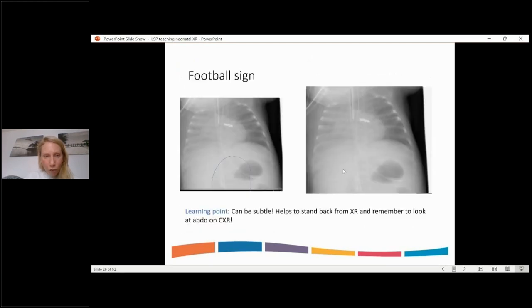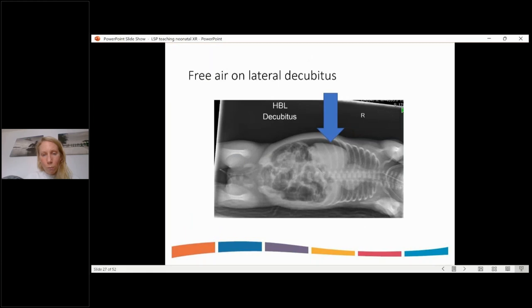So again, just to highlight for you, this is me trying to draw around the football, and this is the original X-ray again. So it's here. And it definitely helps in real life to stand back and look at the X-ray from a little bit further away to see it. And when we did the lateral decubitus X-ray, so this is the liver, you shouldn't see free air here, and there's a lot of free air. So that's confirming the perforation.